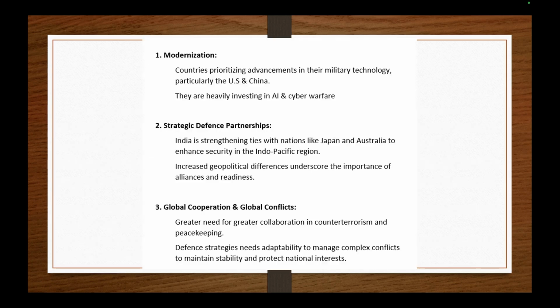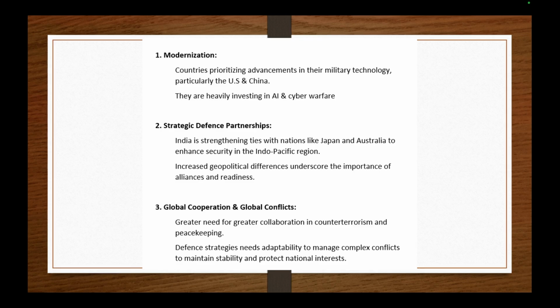All right. Now, this is how we need to put this entire information into a note format. While with practice you would be good enough, you need not jot down the main points like this. You will straight away come to making notes like this, but that will require some bit of practice. Here we have made three heads. First, modernization. Countries prioritizing advancements in their military technology, particularly US and China, heavily investing in AI and warfare.